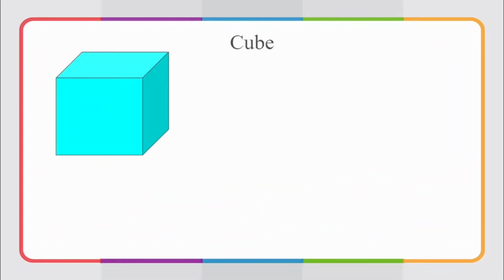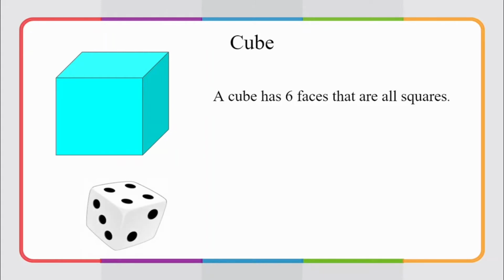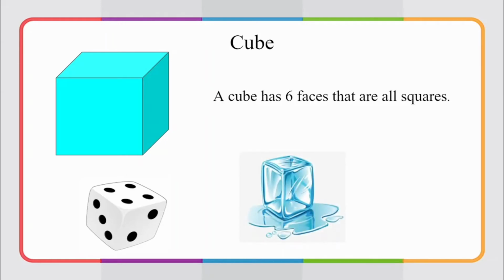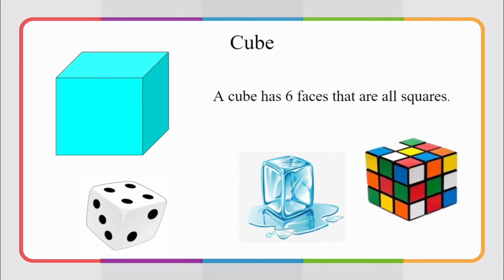This shape is a cube. A cube has 6 faces that are all squares. As a cube has all sides square, which is a plane surface, it can only slide. Here you can see a dice in the shape of a cube. Then we can find an ice cube which has 6 faces that are all squares. And we have a Rubik's cube, which also has the same cube shape.